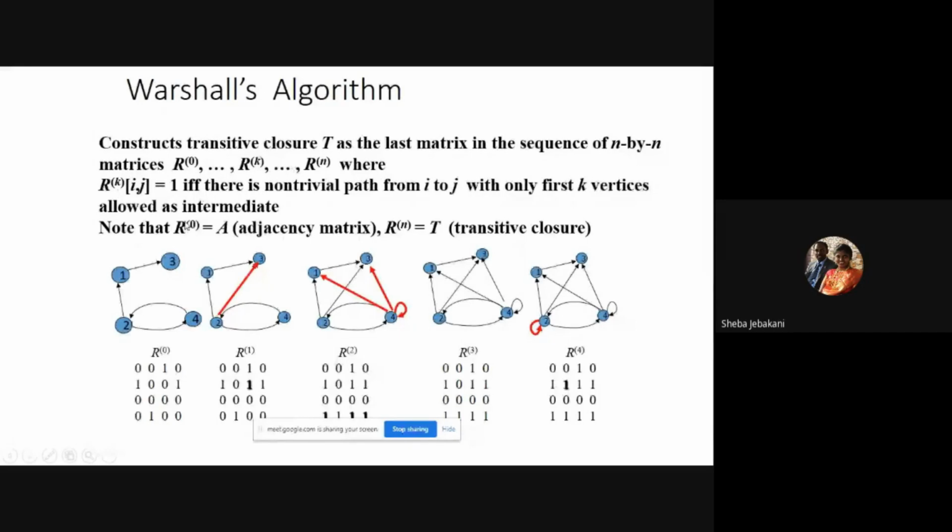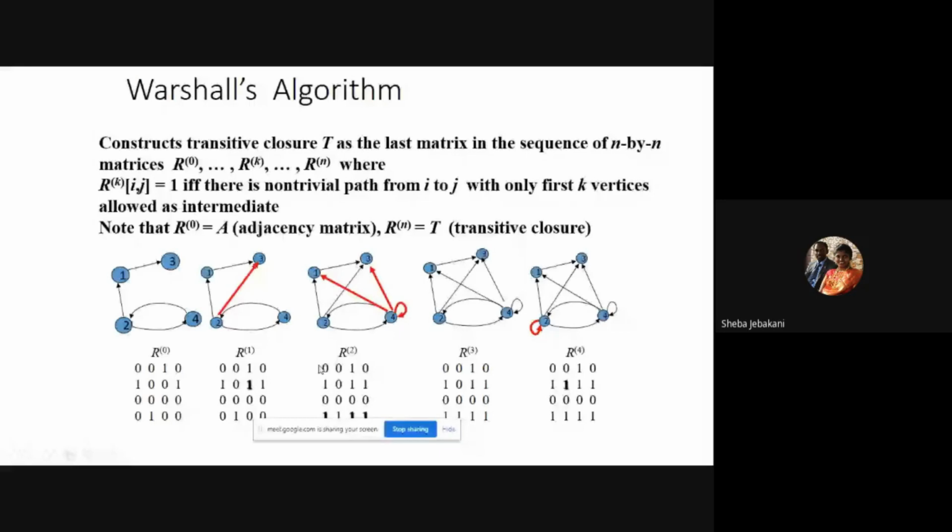Wherein at each R we take the ith row and the ith column. Meaning for R of 0 I would have taken the first row and first column, for R of 1 the second row and second column, for R of 2 the third row and third column, and so on. Like that we will be selecting.